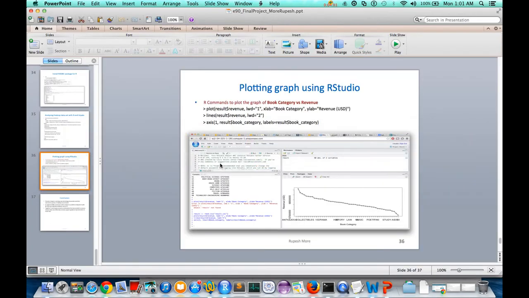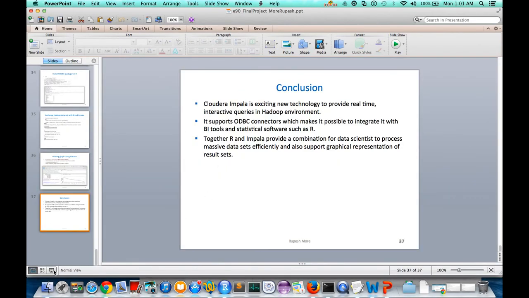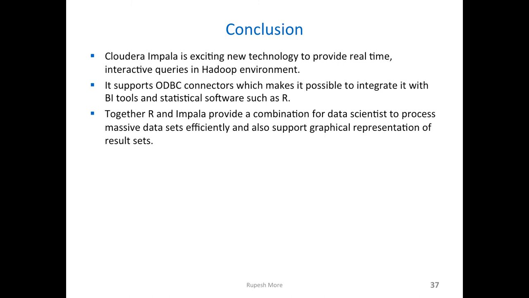So basically what we conclude is that Cloudera Impala is exciting new technology to provide real-time interactive queries in a Hadoop environment. It supports ODBC connectors, which makes it possible to integrate with BI tools and statistical software such as R. Together, R and Impala provide a combination for data scientists to process massive data sets efficiently and also support graphical representation of the result set. So that concludes this presentation. Thanks for watching the video.